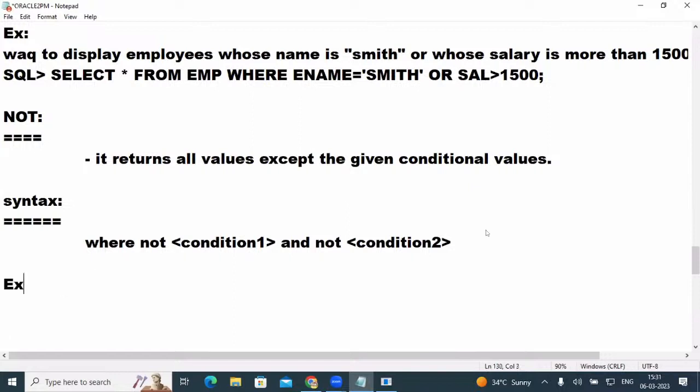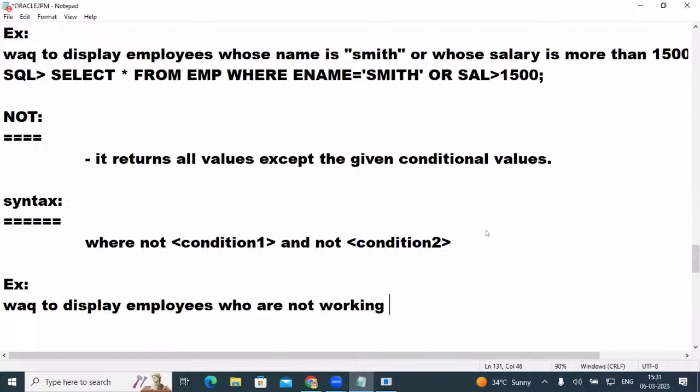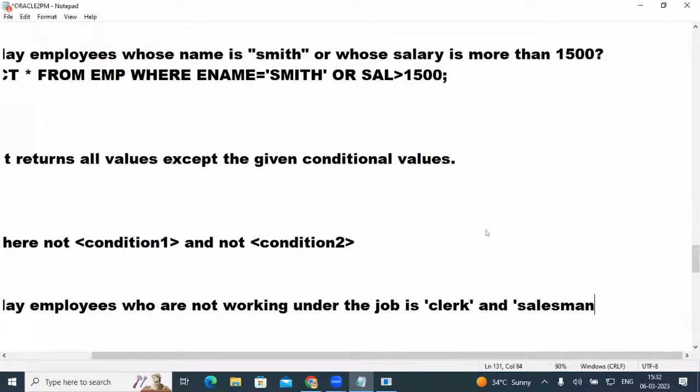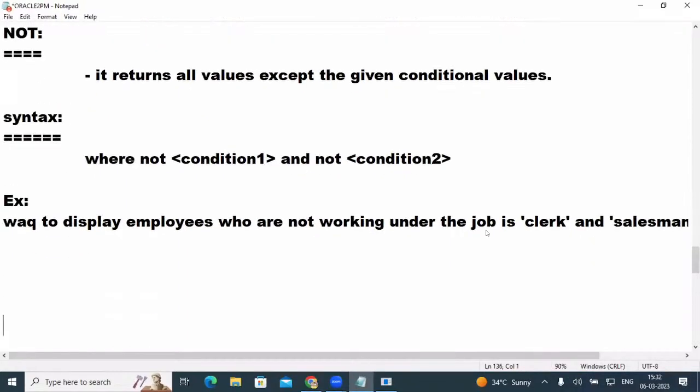What is the example? Let me check it out. Write a query to display employees who are not working under the job clerk and salesman. Who are not working under the job clerk and salesman.